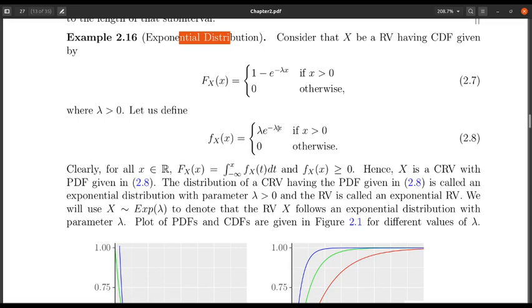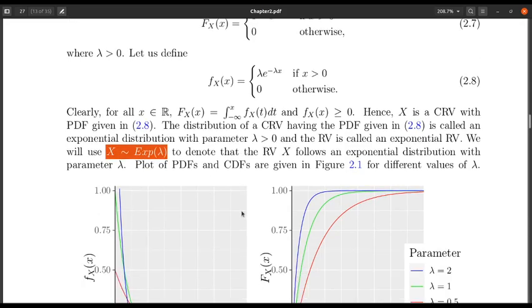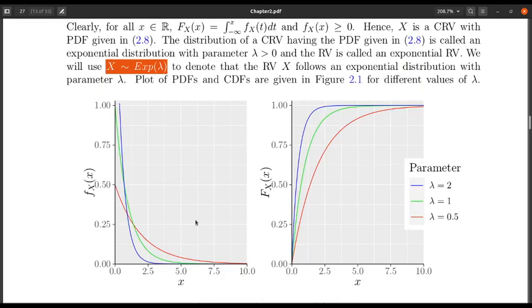Note that if I change lambda, the cumulative distribution function as well as the probability density function changes. So this lambda is the parameter, and in this case we are going to use the notation X follows exponential lambda. Okay. Here I have given some plots of the density function and cumulative distribution function for different values of lambda, just for understanding how the shape of the cumulative distribution function and probability density function behaves for different values of lambda.